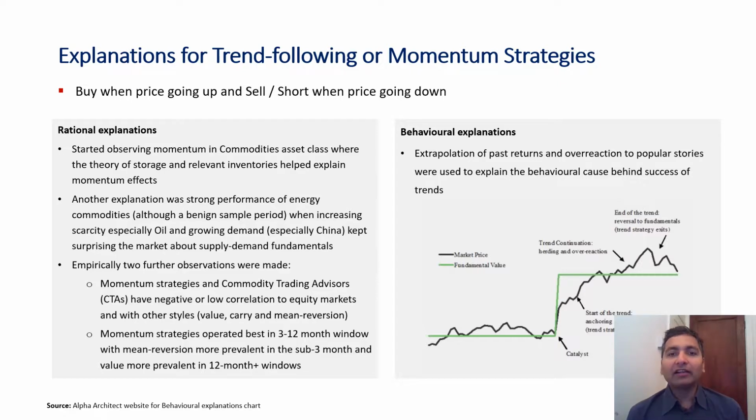On the behavioral side, this is basically about investors as a group extrapolating past returns initially and then overreacting to some popular stories later on, which were the underlying behavioral cause of these trends. If you look at the chart, before the increase in the green line, markets are trending sideways, and then something happens which should have led to a fundamental value change, but not all investors have made that movement in the stock price. So the black line has risen by only roughly half of what the green line suggests it should rise.